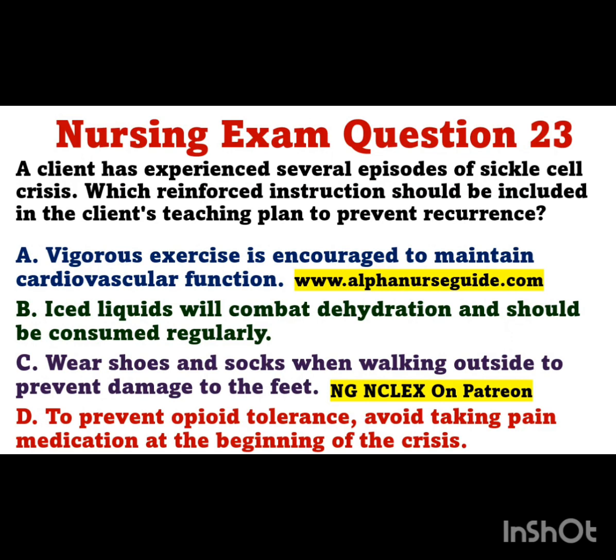A client has experienced several episodes of sickle cell crisis. Which reinforced instruction should be included in the client's teaching plan to prevent recurrence? A. Vigorous exercise is encouraged to maintain cardiovascular function. B. Iced liquids will combat dehydration and should be consumed regularly. C. Wear shoes and socks when walking outside to prevent damage to the feet. D. To prevent opioid tolerance, avoid taking pain medication at the beginning of the crisis.